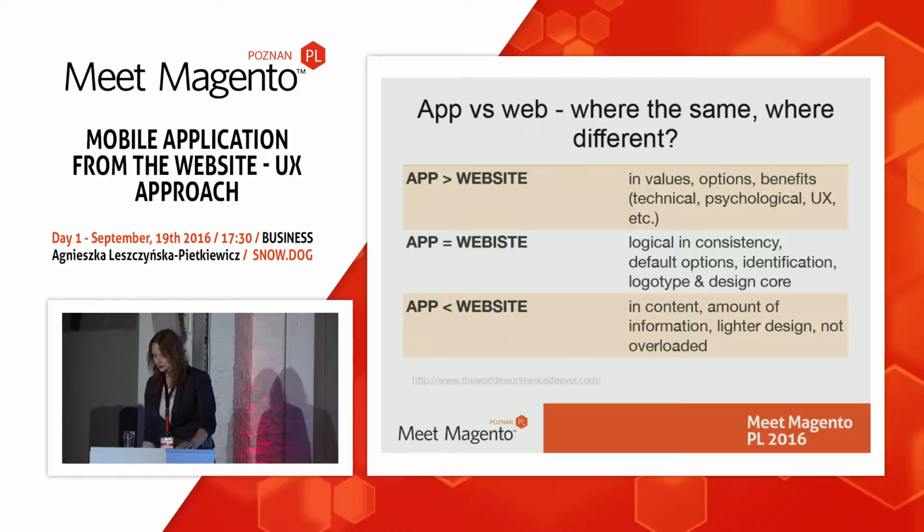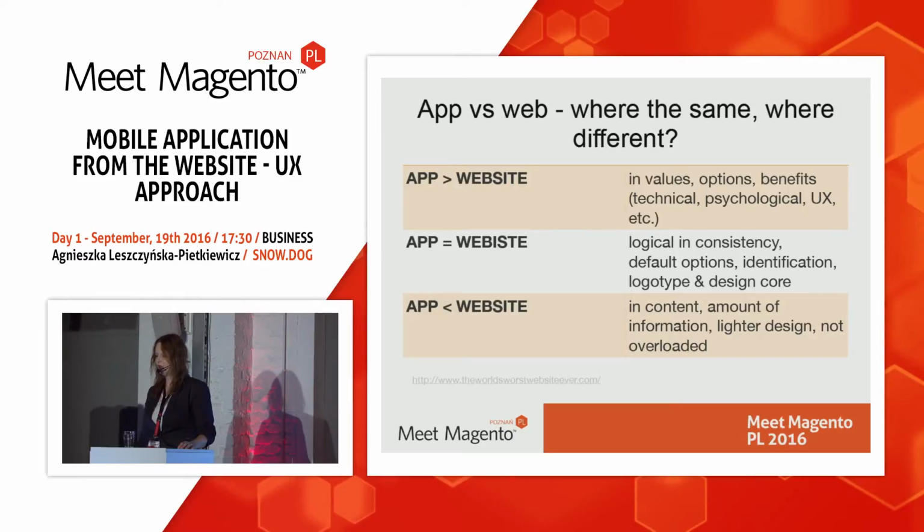All right. We want to have an app, and we already have a website. What should be more? What should be less? What should be the same? Where is it different? So let's say UX recommendations would be: the app should have something more than the website in values, in options, and benefits. Because otherwise, you will never convince the user to use it instead of the web view. It will be basically the same as the web view. So just add something I was mentioning, like technical, psychological, UX benefits, or anything you figure out is needed and is cool.